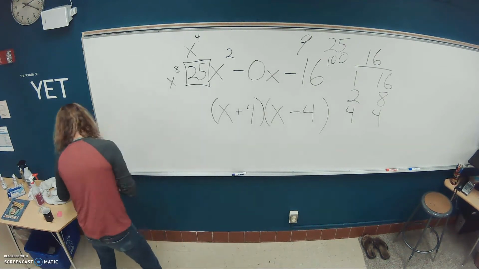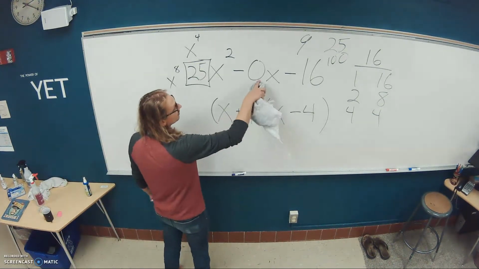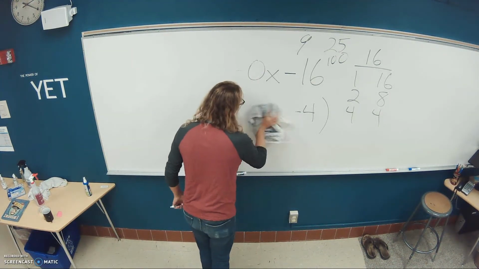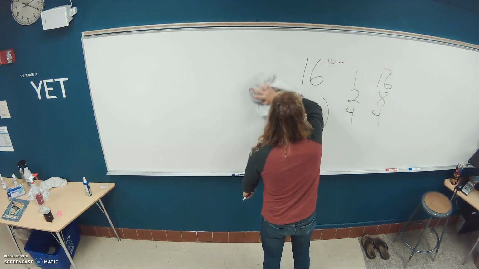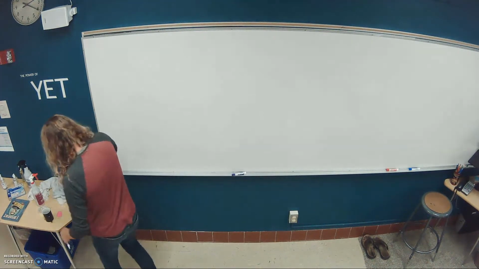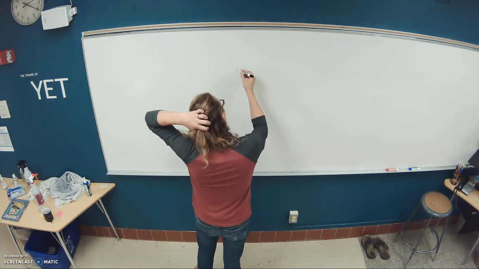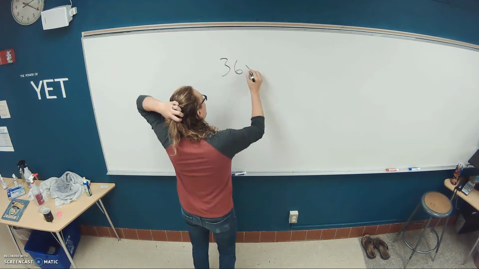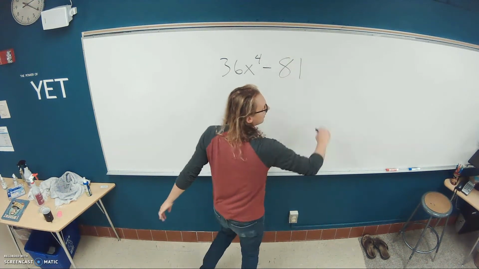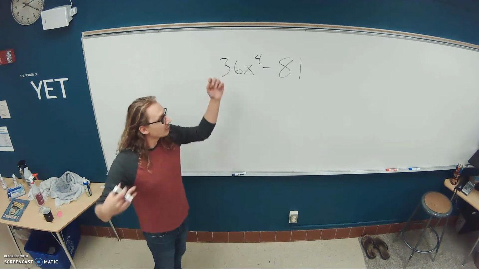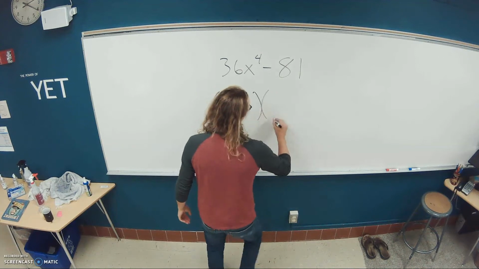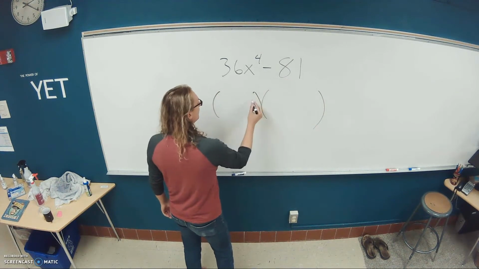Okay? So let me give you an example. And typically, we're not actually going to bother writing that minus 0x, but it may help you to think about it as having that minus 0x. So let's do 36x to the 4th minus 81. Now, we didn't bother to write the minus 0x, but it's the same thing. We're going to have our perfect square set up like this. The square root of 81 is 9.